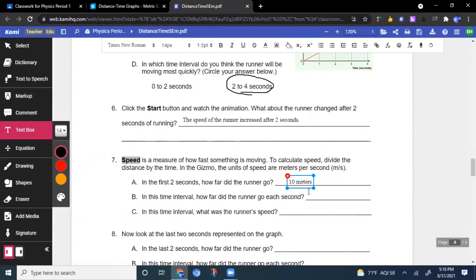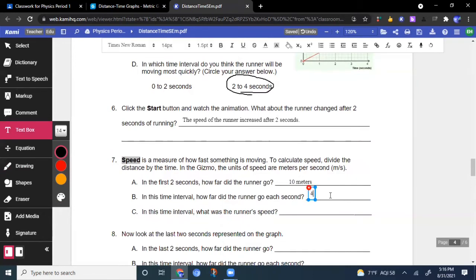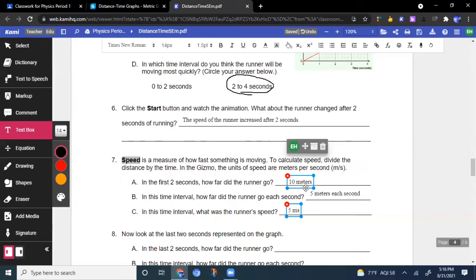In this time interval, how far did the runner go each second? Well, 10 divided by 2 means each second the runner went 5 meters each second. Therefore, what was the runner's speed? 5 meters per second. Per second means each second.